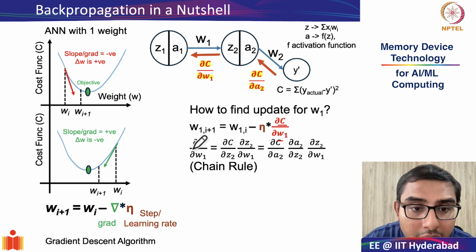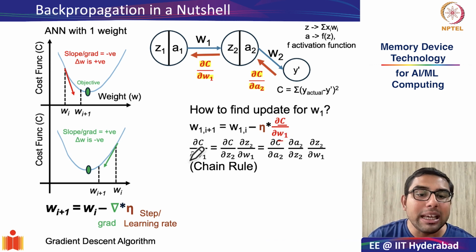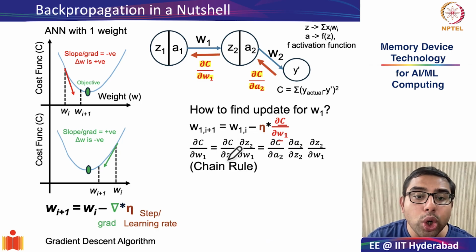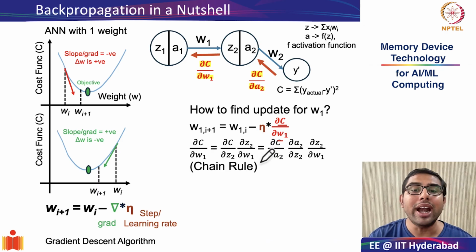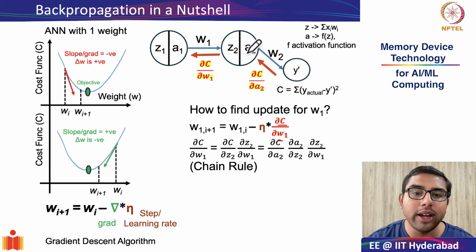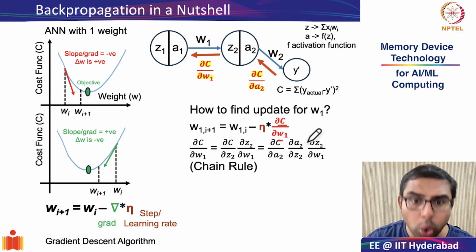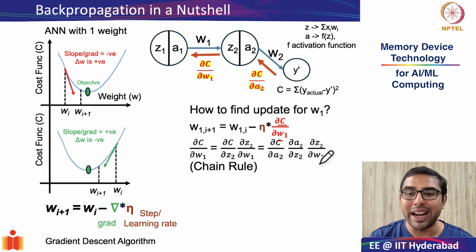So as I have represented here, ∂C/∂W1, by the chain rule. First, I will split it into Z2: ∂C/∂Z2 multiplied by ∂Z2/∂W1. Further, to bring in A2 into the picture, I will write it as ∂C/∂A2 multiplied by ∂A2/∂Z2 multiplied by ∂Z2/∂W1.